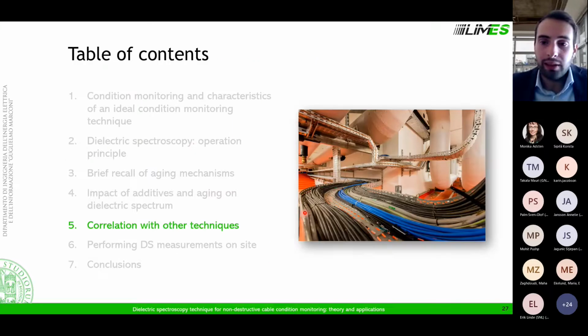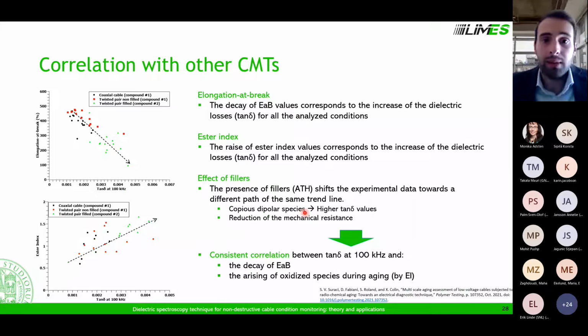But to further confirm the suitability of this technique to follow aging, we have performed some correlations. In particular, we have performed correlations with the elongation at break and the ester index from FTIR analysis. Focusing on the elongation at break, we have for all the materials and for all the aging conditions considered, a unique master curve which corresponds to the reduction of elongation at break, which brings to the increase of the tangent delta values.